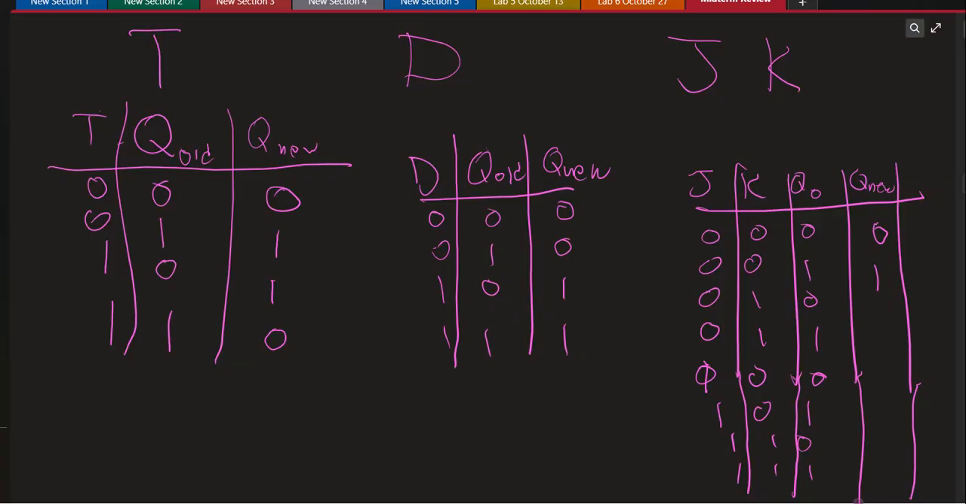Does anyone remember? I'll double check this at the break. I can never remember which is set and which is reset. I believe when K is 1 and J is 0, that's 0. And when J is 1 and K is 0, that's 1. And when they're both 1, it's a toggle.